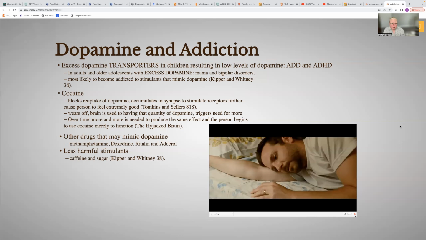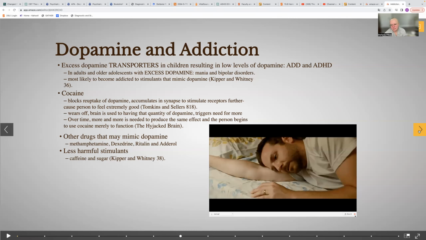Other drugs that may mimic dopamine include methamphetamine, Dexedrine, Ritalin, and Adderall. Less harmful stimulants, I'm totally going to ruin your day here, include caffeine and sugar. If it makes you feel any better, I'm totally bummed about that too.